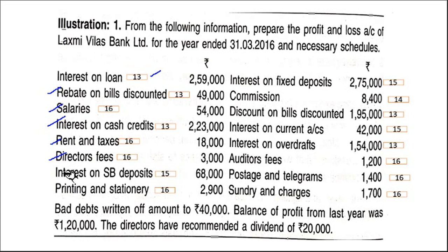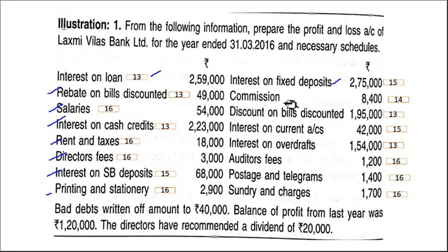What is this SB deposit? The public is keeping savings bank deposits with the bank and the bank has to pay the interest. So that is expense for us, right? So interest on SB account deposits is interest expended 15. Printing and stationery, operating expenses. Interest on bank fixed deposits. This is also expense for the bank. Bank has to pay the interest to the FD holders. So it is interest expended 15.